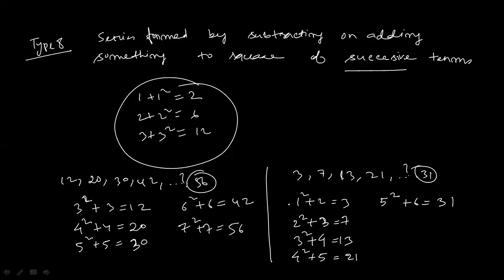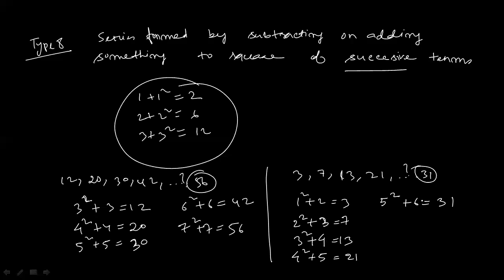So that means subtracting or adding. Here it is adding, you have to add. This type of question also comes where you have to subtract. Consecutive terms means what? 1 square plus 2 is 3, then 2 square plus 3 is 7, then 3 square plus 4 is 13, 4 square plus 5 is 21, 5 square plus 6 is 31. So this will be the adding.